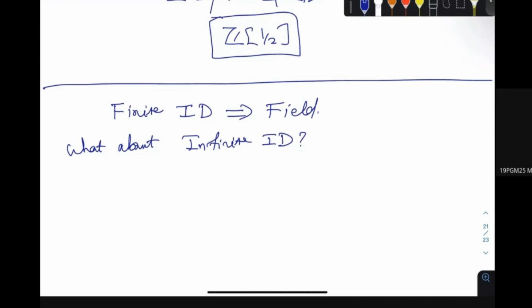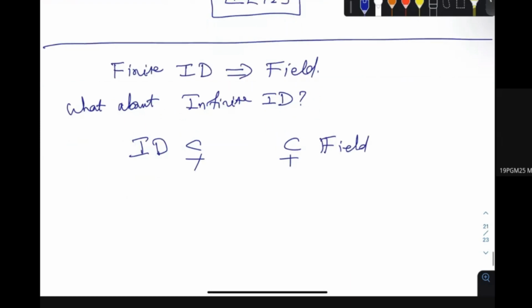What about infinite? Is every infinite integral domain a field? Not true, right? It's not true. Okay. Do we have an integral domain and a field? There is a connection. Do we have anything between them? Actually, no. The next level above an integral domain is actually a commutative ring. If your integral domain is finite, it turns into a field.